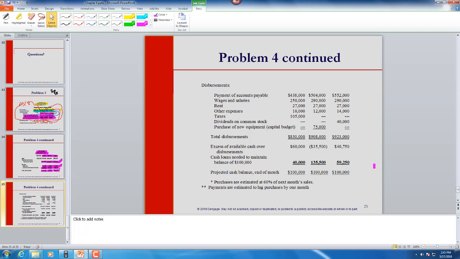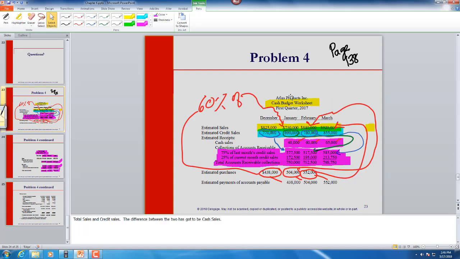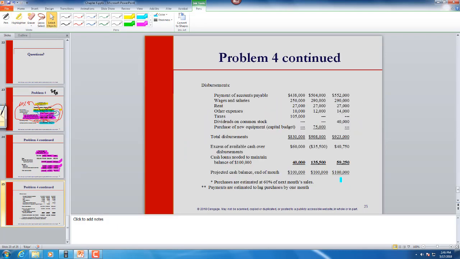Well, the first thing you account for is payment of accounts payable, which is your purchases. As we already saw here, your purchases were 438, 504, and 552 for those 3 months. So let us use the same here. Wages and salaries, rent and other expenses are given in the table. So we don't need to calculate those. They're already given to us.